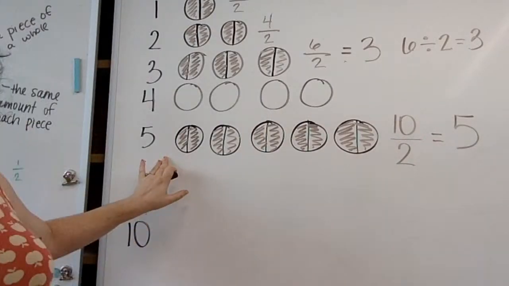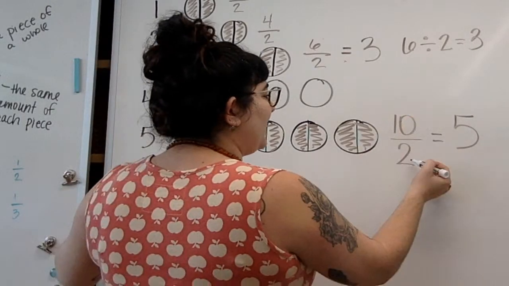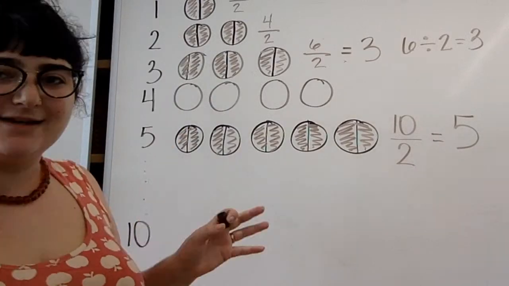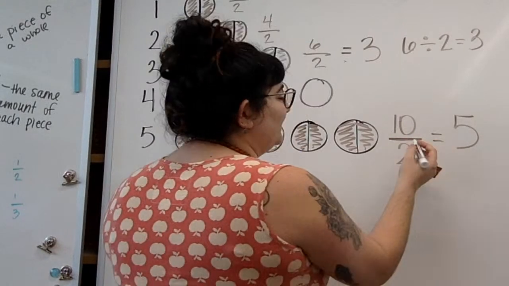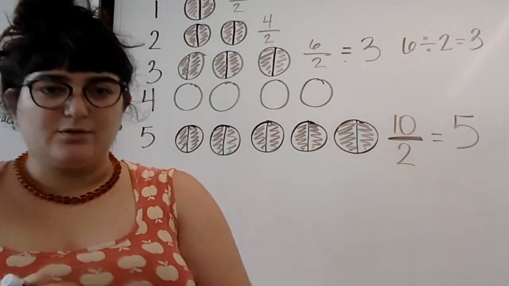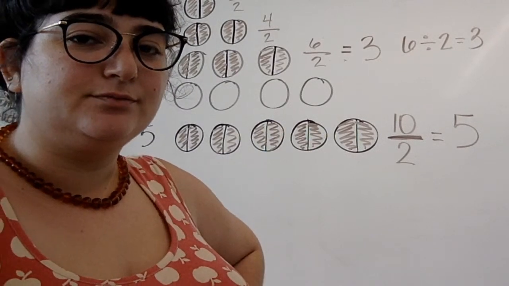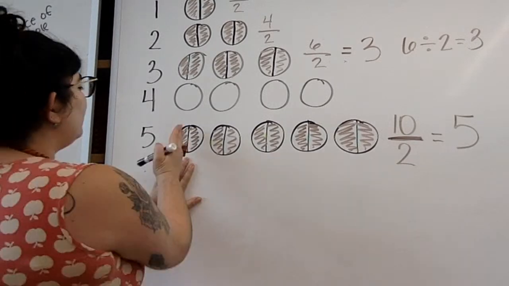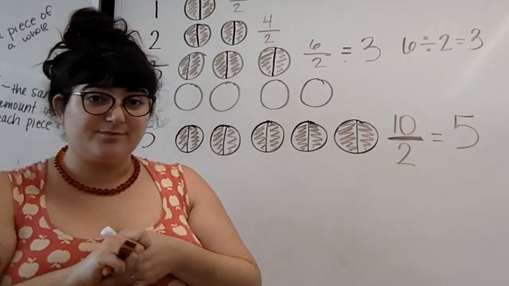Well, what is actually happening here? What is 10 divided by 2? That's right. It's 5. Is this fraction line related to the division symbol? Consider, fractions are when we divide up a whole into equal parts.